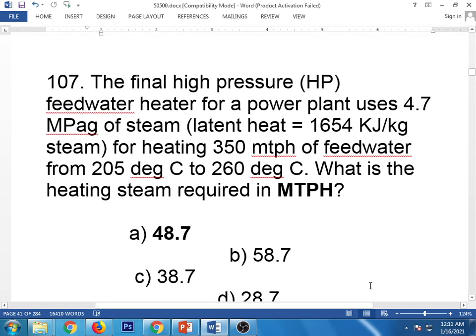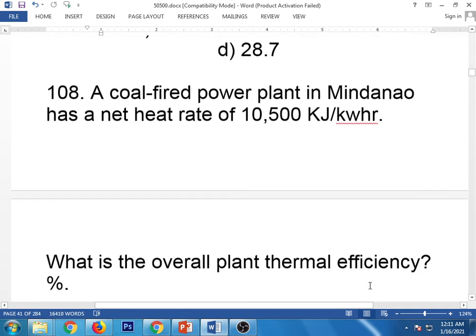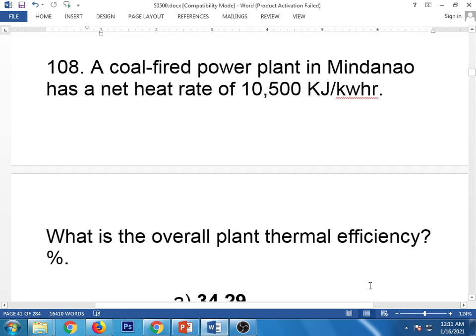The final high-pressure feed water heater for a power plant uses 4.7 MPa g of steam. Latent heat is equal to 1,654 kJ per kilogram of steam. For heating 350 mtph of feed water from 205 degrees to 260 degrees, what is the heating steam required in mtph? Answer: 48.7.